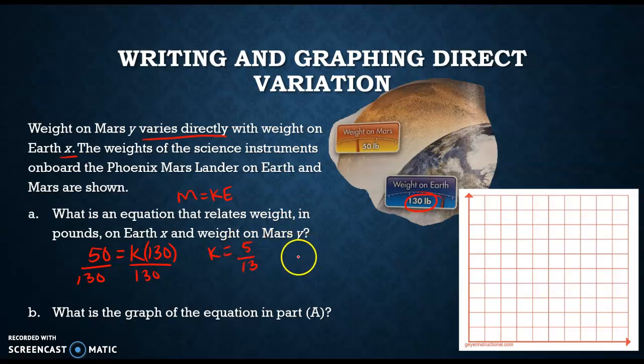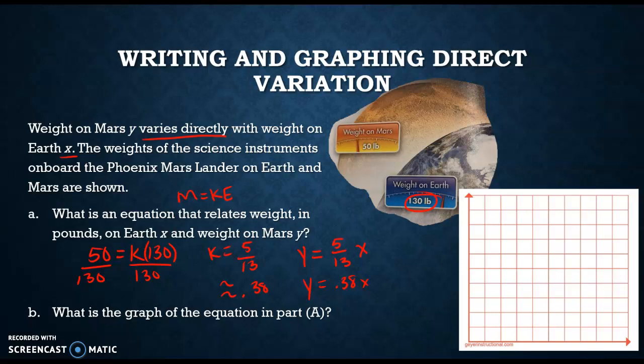From here, I rewrite my equation because it wants the equation. So y equals 5 over 13 x. We could also do this as a decimal. As a decimal, 5 over 13 is 0.38. So k is approximately 0.38. I say approximately because there's a lot more decimals after it. And so it could be either this here or y equals 0.38x. Either one of those will work.